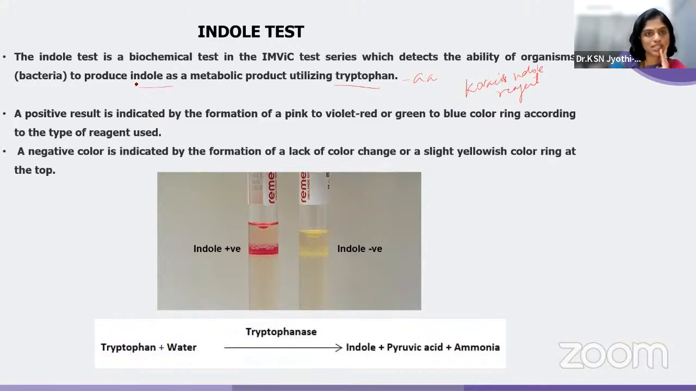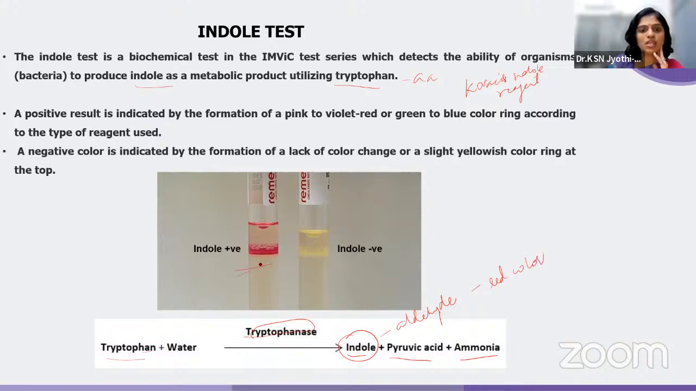Now, the bacteria which give a positive result with the indole test produce an enzyme called tryptophanase. What is the purpose of this? This enzyme will help metabolize tryptophan, converting it into indole, pyruvic acid, and ammonia. So when the indole reagent is added to the medium with the bacterial culture, the indole combines with an aldehyde, giving rise to a distinctive red color.